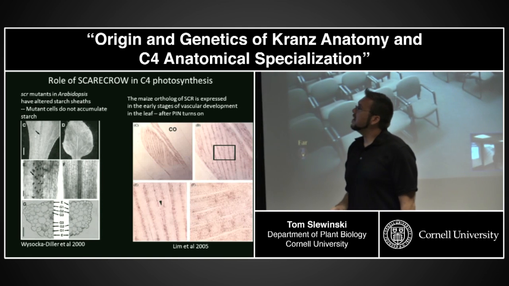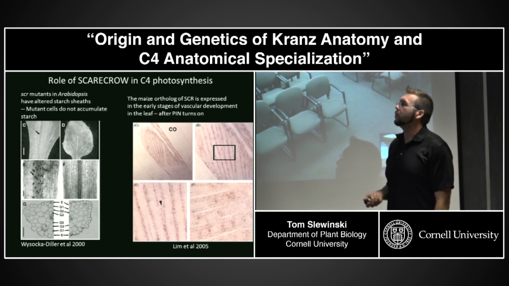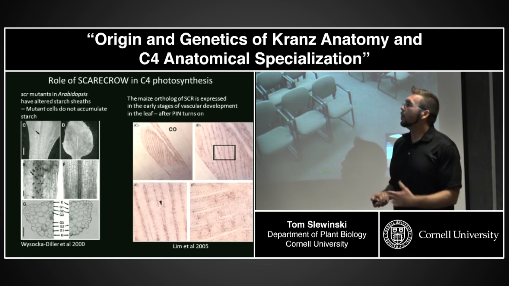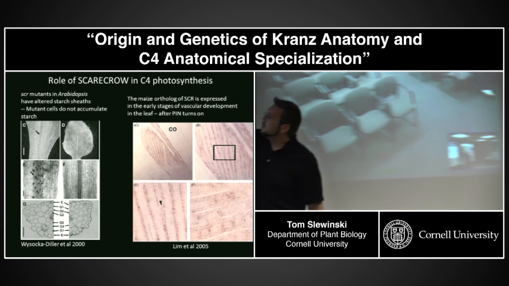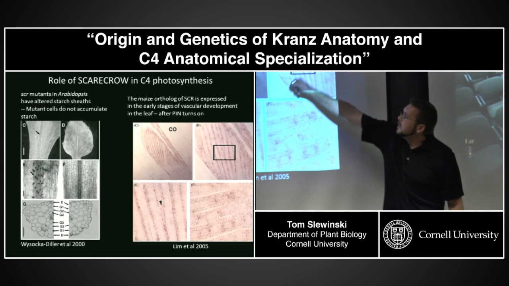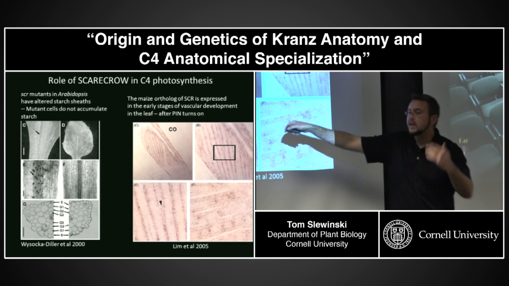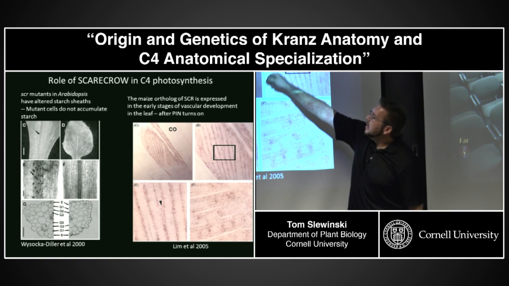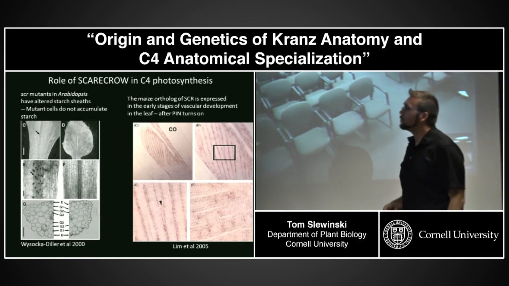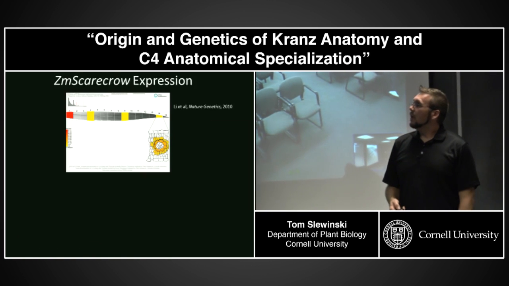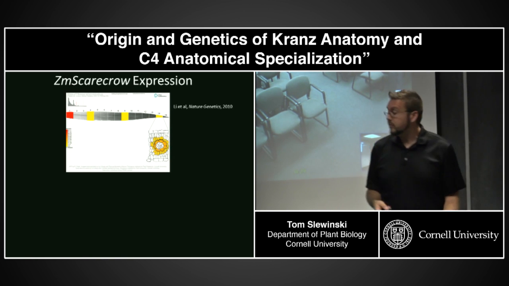And in maize, the ortholog of scarecrow has already been shown to be expressed in the early stages of vascular development. And it looks like it's right after PIN turns on. So here's an early leaf. And at the base is where you have that procambial strand that then becomes punctate. And it seems to be turned on in the major veins right after it becomes punctate, and off in those. Again, scarecrow in maize has an expression pattern that fits.